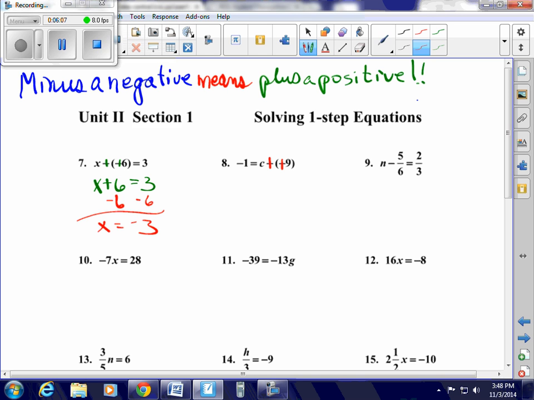Number 8, minus a negative means plus a positive. Change both signs. What you really have here is negative 1 is equal to c plus 9. What you're going to do is subtract 9 from both sides. Negative 10 is equal to c.